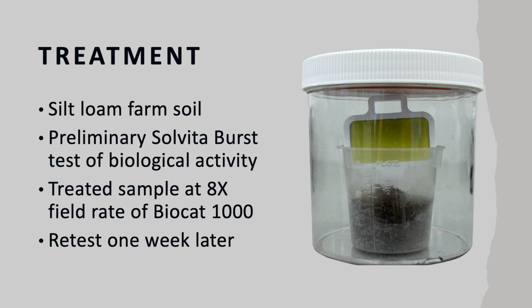Then we treated half the samples at 8 times the field rate. We wanted to make sure that those decay organisms were active and they had every chance to attack the cover crop seeds if something was going to happen. So we basically used the equivalent of a gallon per acre of BioCat 1000 to make sure that things were working and there was every chance for the seeds and seedlings to be affected by the decay organisms. And then after that product had a chance to work for 1 week, we went back and retested using the Solvita burst test later to see how much activity was generated.